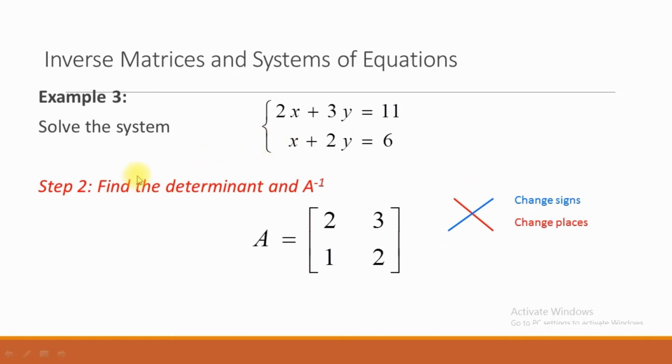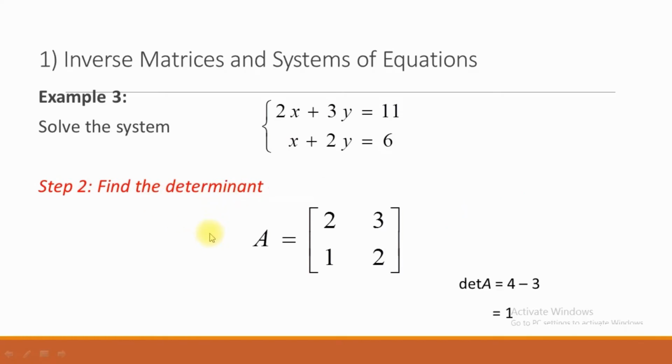Now in the second step, find the determinant and inverse of the matrix. First of all, find the determinant of the matrix. Since this is the coefficient matrix, the determinant of this matrix is 2 times 2 is 4, and 3 times 1 is 3. So 4 minus 3 is equal to 1. So this is the determinant of the coefficient matrix.